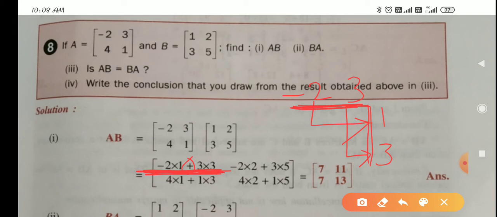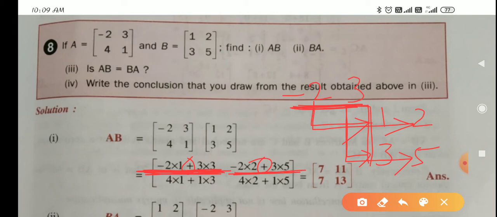Now here I am writing second column also, 2, 5. So 2, 5, it will make first row of the resulting product matrix, you can say. So first element will be multiplied by first element of second column, and second element will be multiplied by second element of second column. So minus 2 multiplied by 2, and 3 multiplied by 5, and in between plus will come. So minus 2 multiplied by 2 plus 3 multiplied by 5, it is the second element of first row.